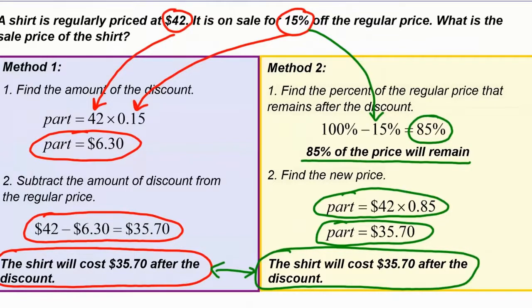So it really doesn't matter which method you use when finding a discount, method 1 or method 2. The process is still the same though, and you just get the same result. So that's finding a discount.